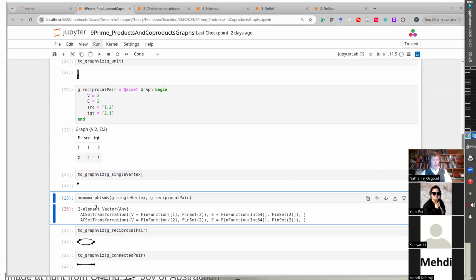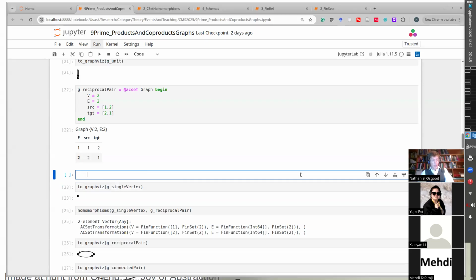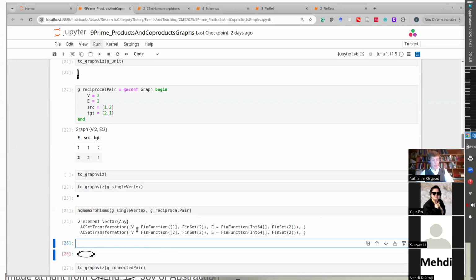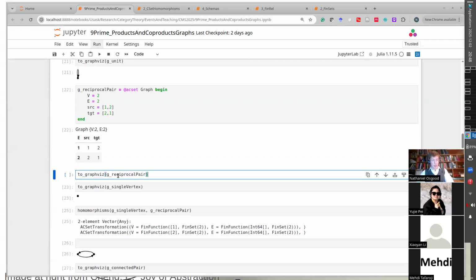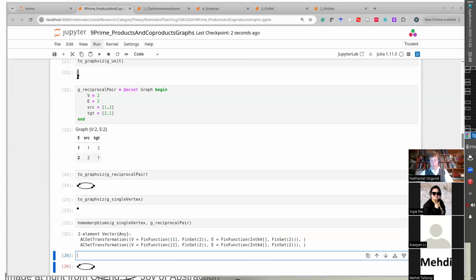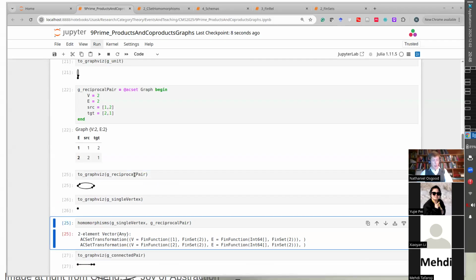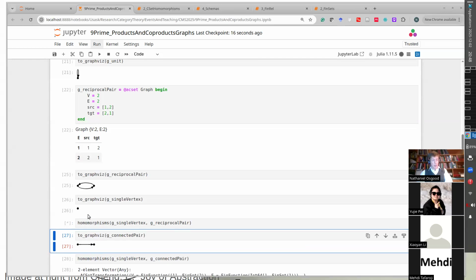Reciprocal pair. Hey, where's our reciprocal pair? Oh no, we should have had a reciprocal pair. Come on, two graph is. Let's go look at our reciprocal pair. Oh, there it is. It's just a couple lines down. Maybe I stand corrected. I was panicking and I shouldn't. Okay, there we go, folks. Look at that. There's a reciprocal pair. There's a single vertex. We could ask, hey, what are the homomorphisms from the single vertex to the reciprocal pair? Well, we can say go compute.